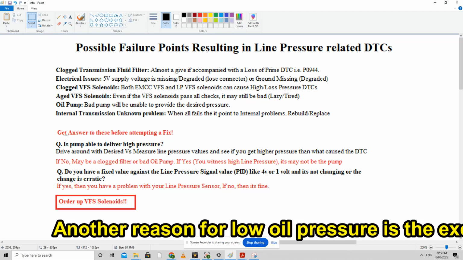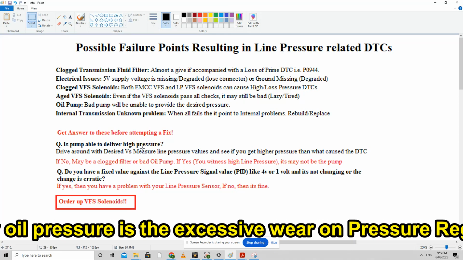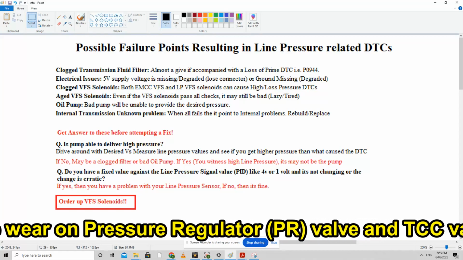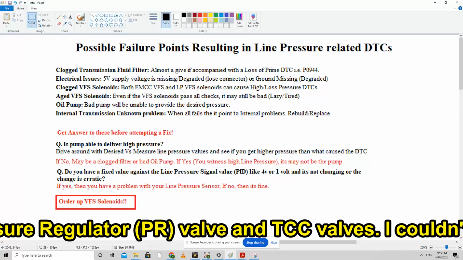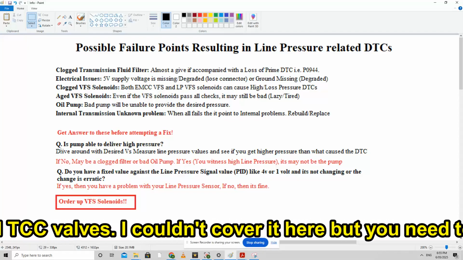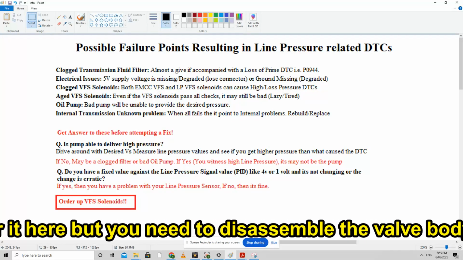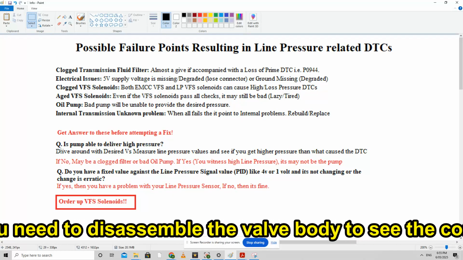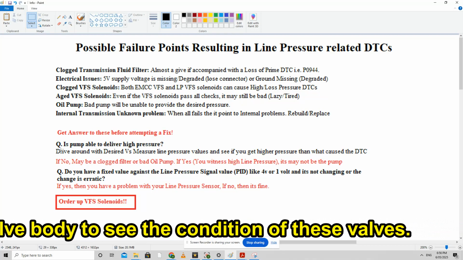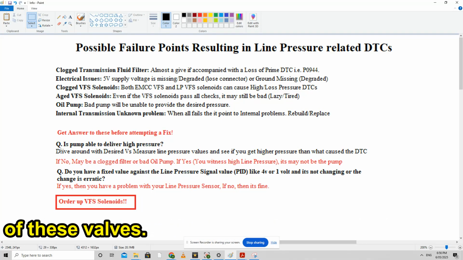So before we try to fix, we need to get the answer to a couple of questions. First of all, is the pump able to deliver high pressure? For example, in my case, as you've seen in the previous videos, the pump was able to provide pressure up to 750 kPa. Even so, during the drive cycle it wasn't delivering that sort of pressure. It was going to 430, 450 in neutral and reverse. Especially in neutral and park, it was very much low, about 25 psi lower.